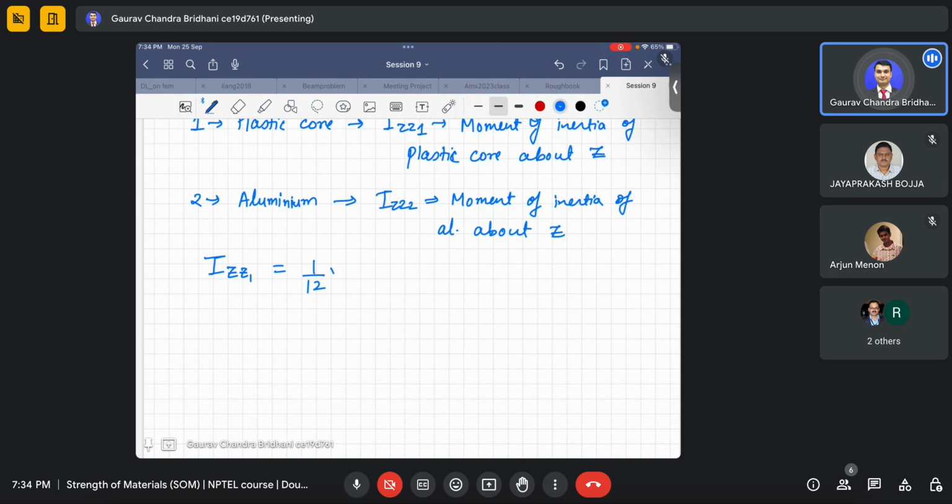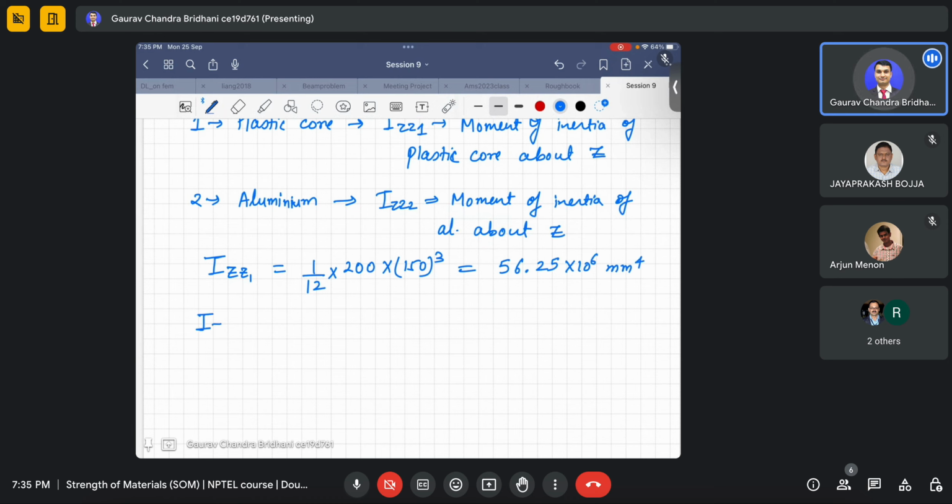1 by 12, width is 200, depth is 150 cube. Can anyone tell me what this quantity comes to? It is 56.25 into 10 to the power 6 mm to the power 4. Correct.